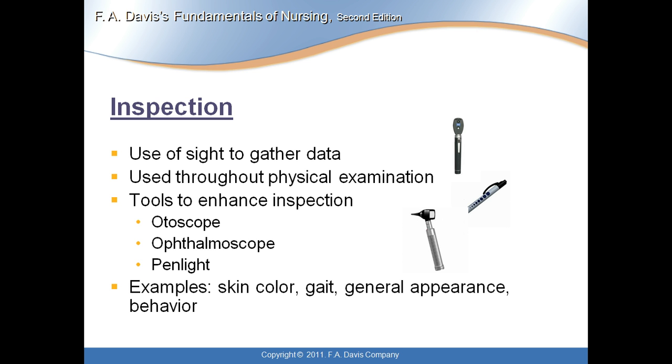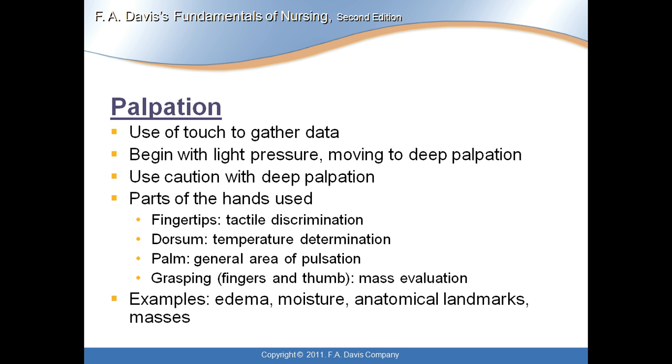Used throughout the physical examination, you may use an otoscope, a pen light, or something else to check their eyes. You're also going to examine their skin for color. You're going to check whether or not they're able to walk, based on their gait, the general appearance of them overall, and also their behavior. So inspection is really just the assessment itself and gathering all the data.